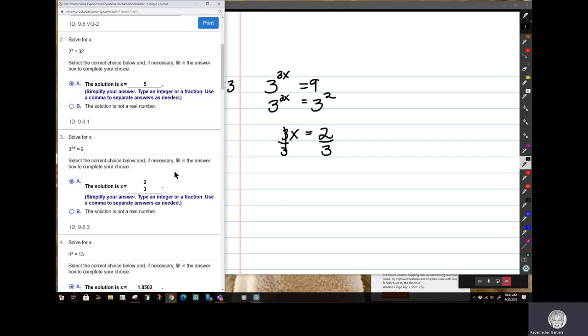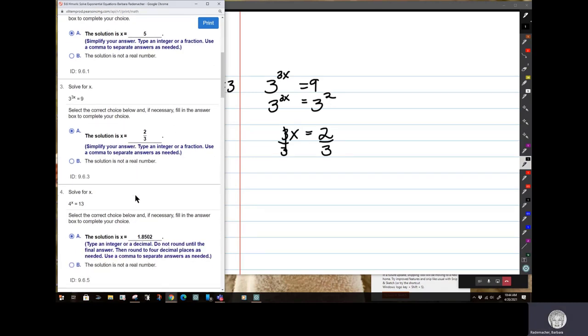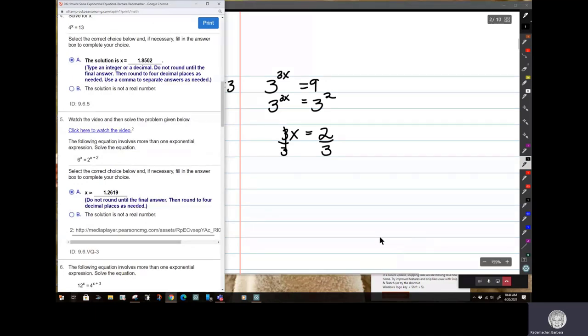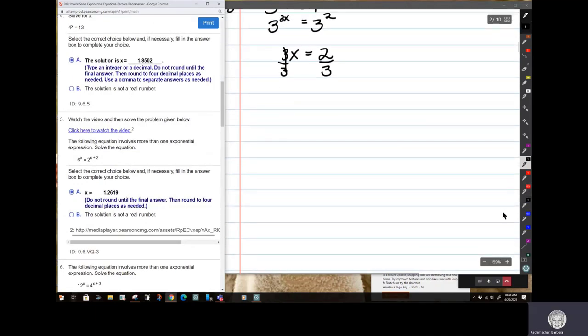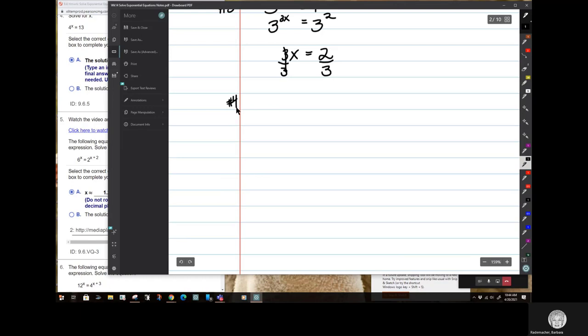So I believe this is the only way you could work this one. But it's not hard to know that 9 is 3 to the 2. Yeah, you can manage that. But now we're back to the calculator, you might be glad to know. Number 4. We're going to have 4 to the x power equals 13. These are very basic exponential equations for you to start getting used to the methods for solving them.